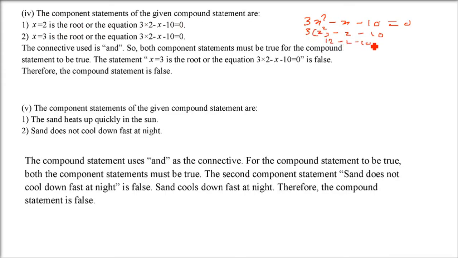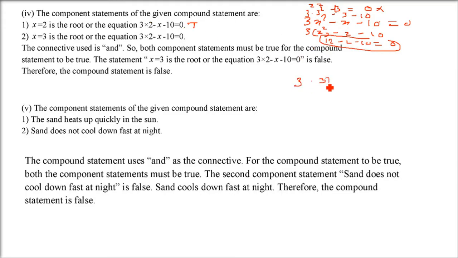You'll see 3 into 2 square, 4 is 12, 12 minus 12 is 0. So 2 is actually the solution of this equation. What about 3? I'll just show you one more time. 3 into 3 square, so 9 is 27, 27 minus 13 is not 0. That means x equals 2 being the solution of this equation is absolutely correct. So it is true.